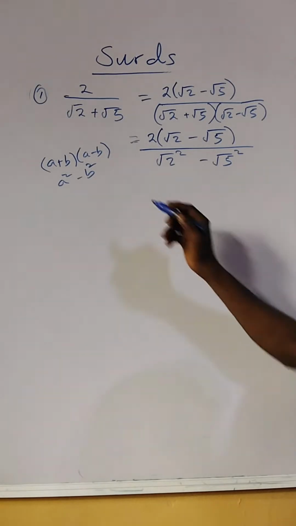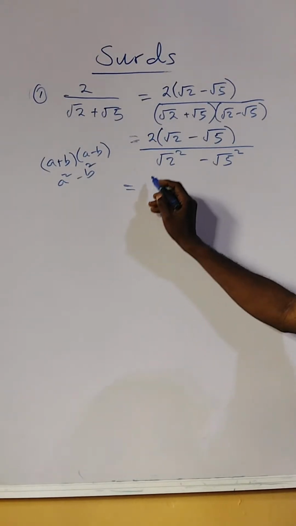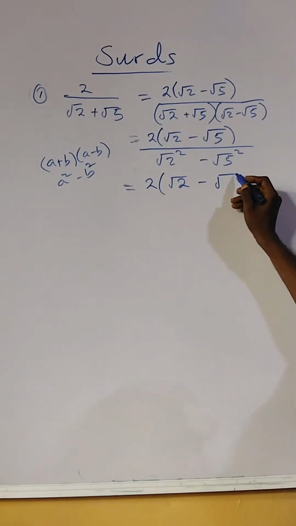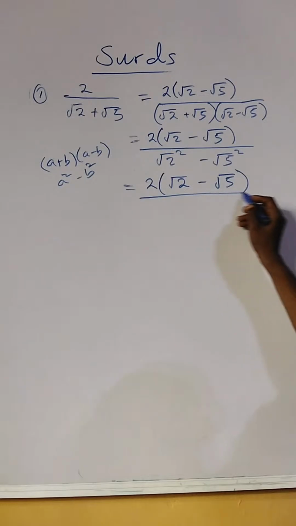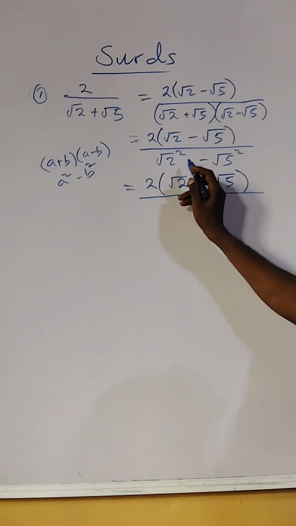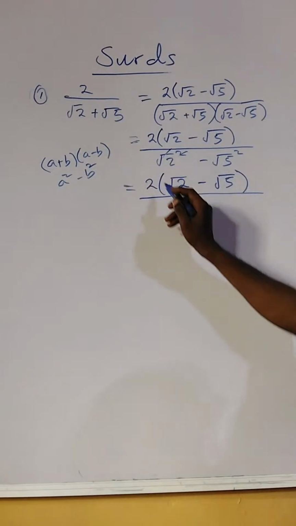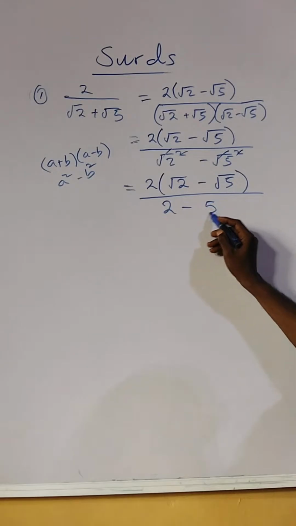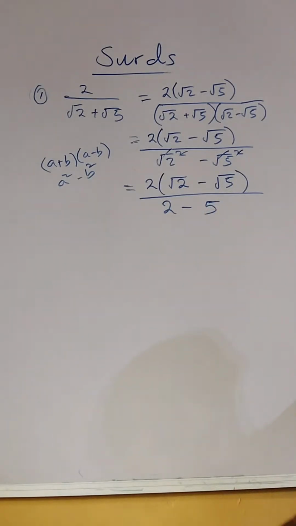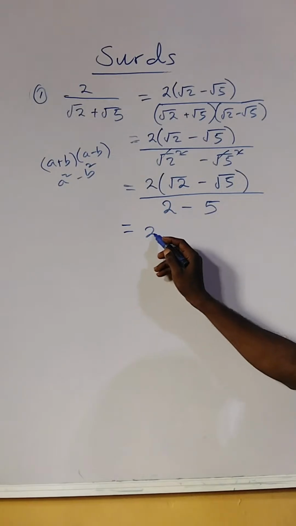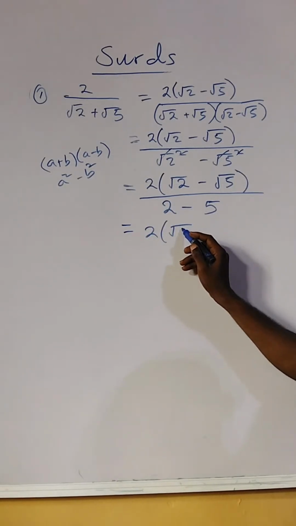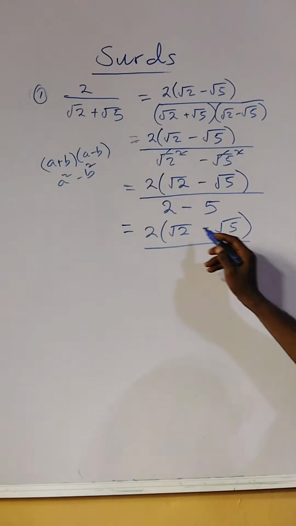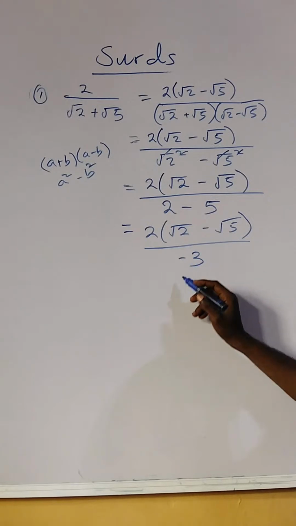Then here, up here, we still have 2 into brackets, root 2 minus root 5, divided by root 2 squared. Square cancels square root, we have 2. Minus root 5 squared, also square cancels square root, we have 5 here. That is, we can write this as 2 into bracket root 2 minus root 5, then divided by 2 minus 5, we have minus 3.